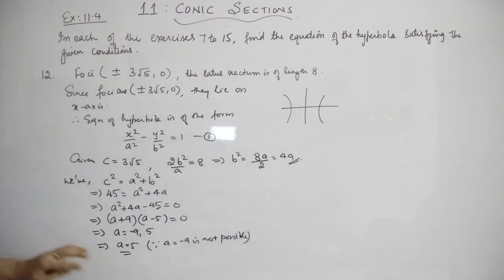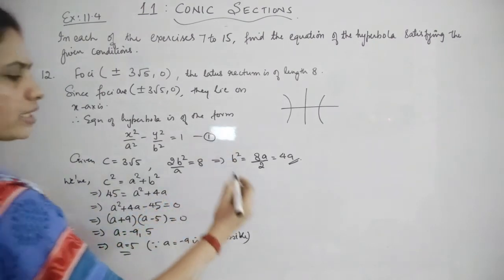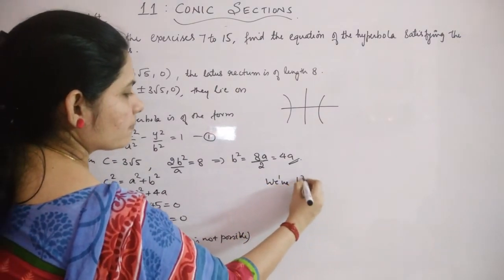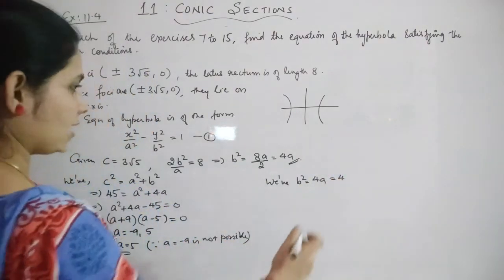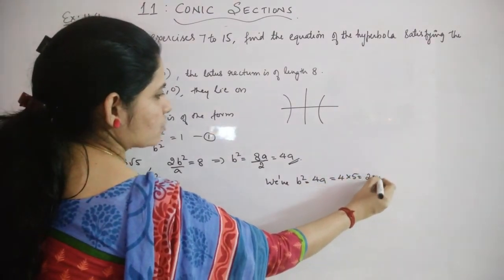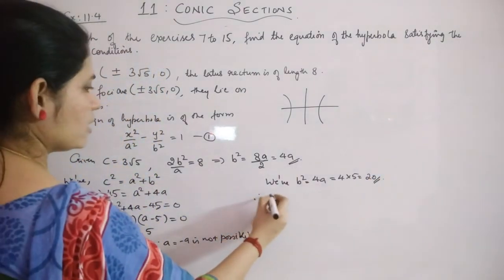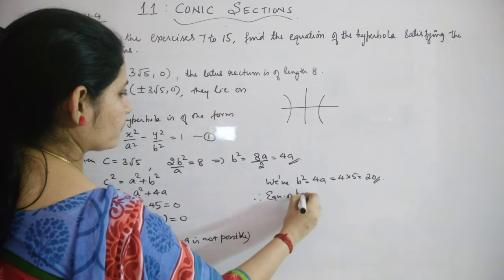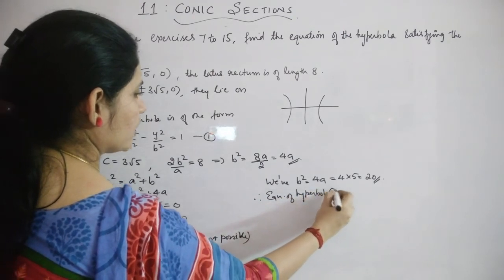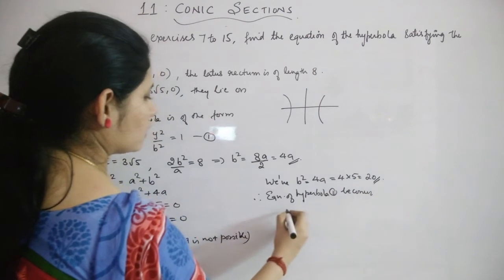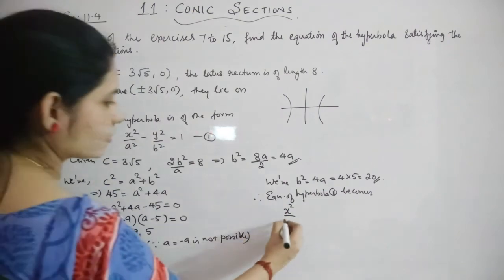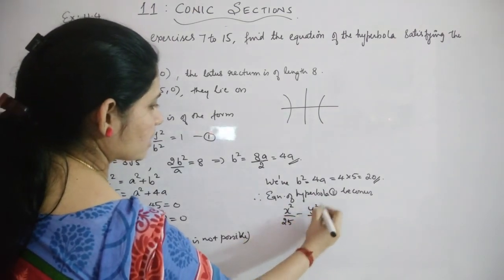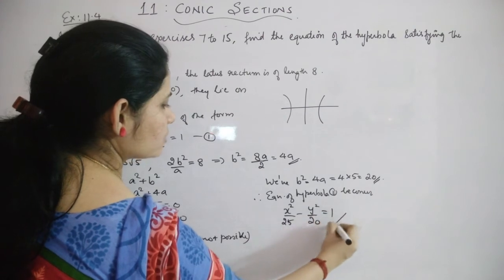Now a you got, so a square is 25. Now b square, again we have b square is equal to 4a, so you will get the value of b square as 4 into what is a? 5. So 4 into 5, 20. So b square you got, a already you have, therefore the equation of the hyperbola becomes x square by a square, which is 25, minus y square by b square, which is 20, equal to 1.